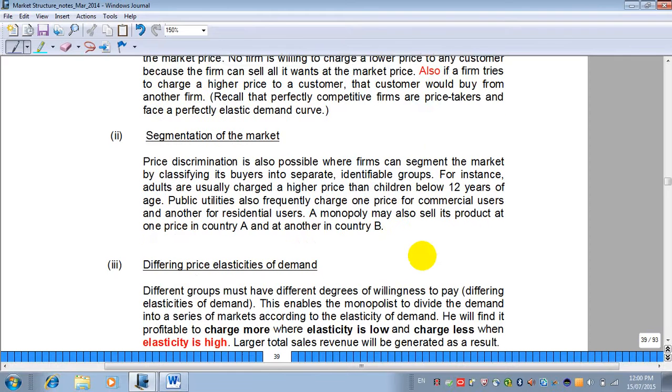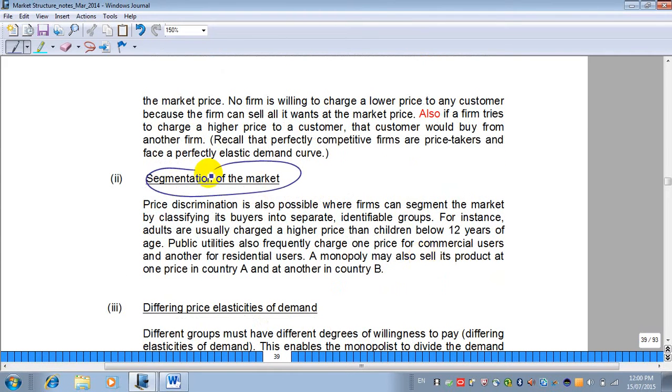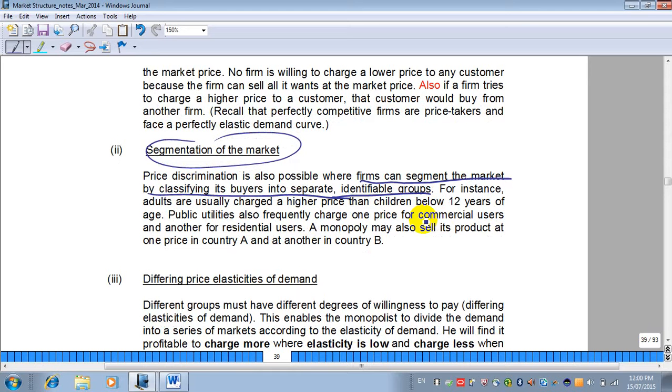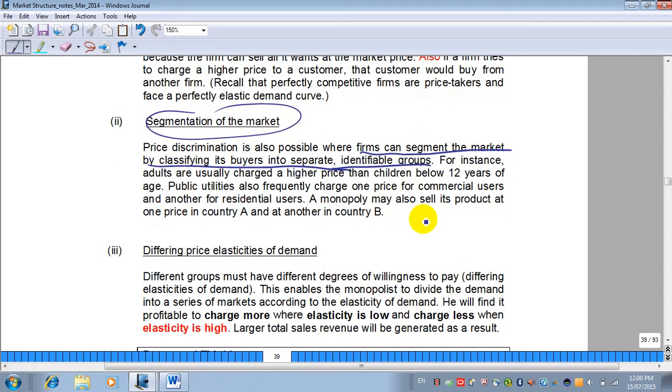And the other point would be that of segmentation of the market. It must be possible for firms to segment the market by classifying its buyers into separate identifiable groups. Before you can charge each market a different price, you must be able to segment them into different markets. And after you segment your market into two smaller markets, each market must also have differing price elasticities of demand.